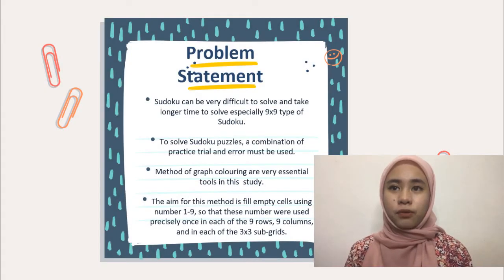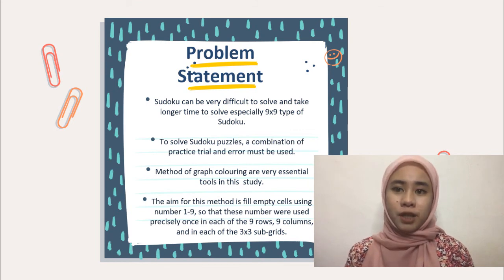The problem statement for this project is that Sudoku can be very difficult to solve and takes a long time to solve, especially the 9 by 9 type of Sudoku. To solve the Sudoku, a combination of practice, trial and error must be used. Because of that, methods of graph coloring are very essential tools in this study.